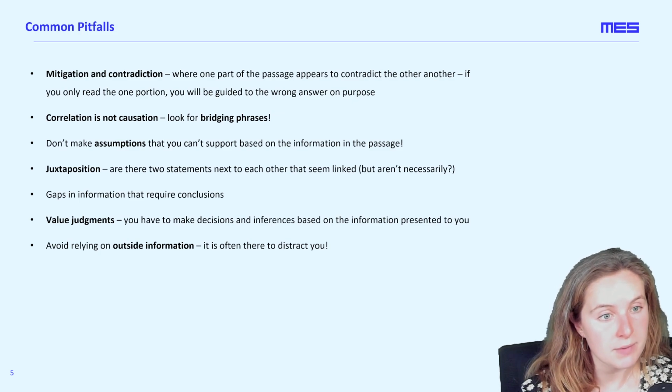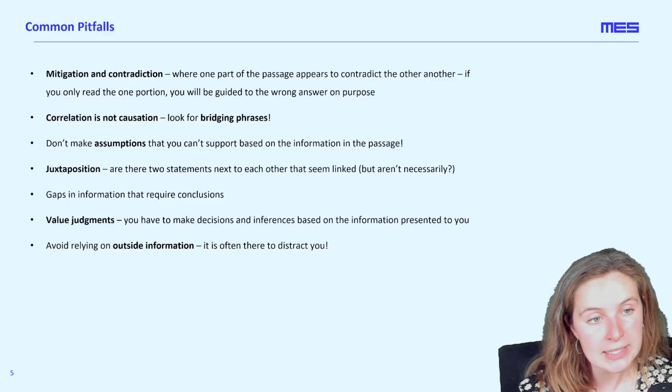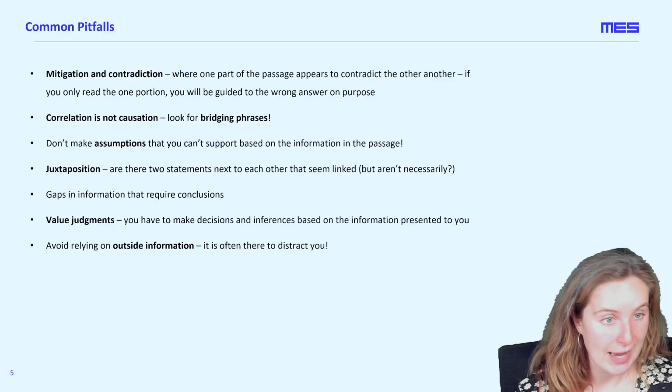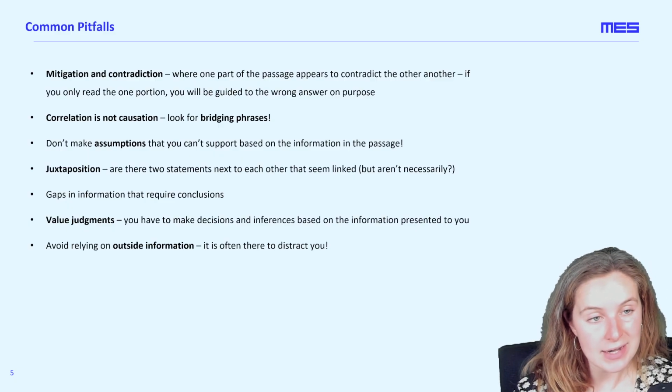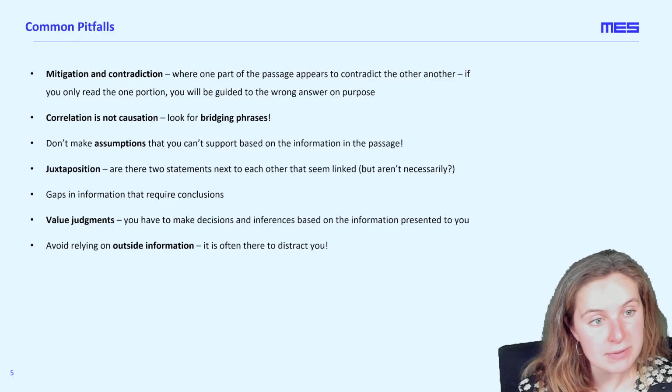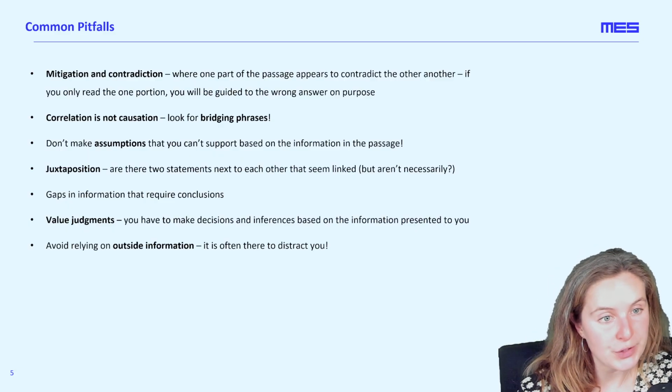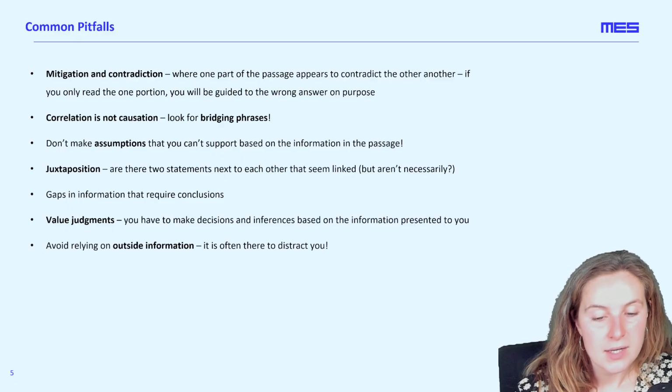So especially for the strength and weakness questions, or the most least likely, it might be that they present ideas that aren't quite word for word as they are in the passage, and you need to evaluate how they link to the passage and if you can conclude those statements based on the passage and based on the information. So that is a little bit tricky as well, but if you practice it, it becomes easier.